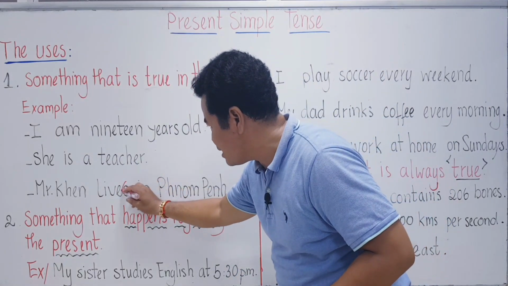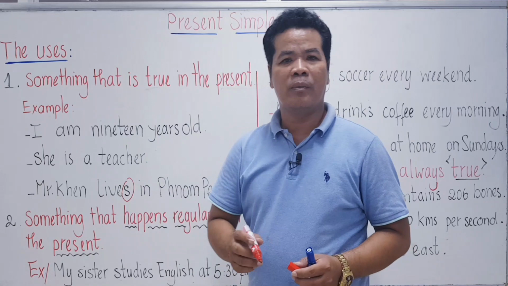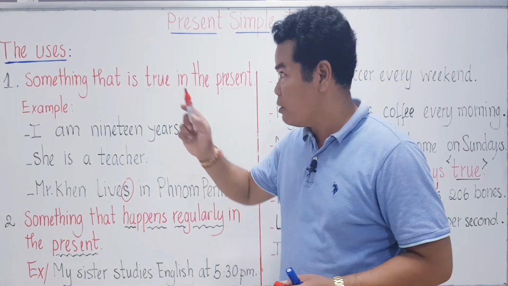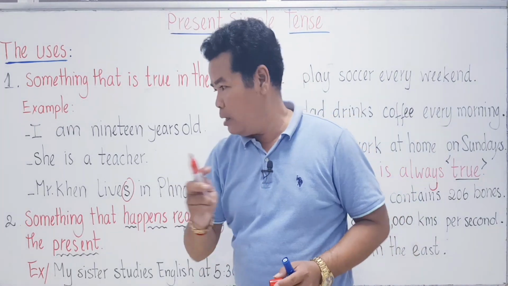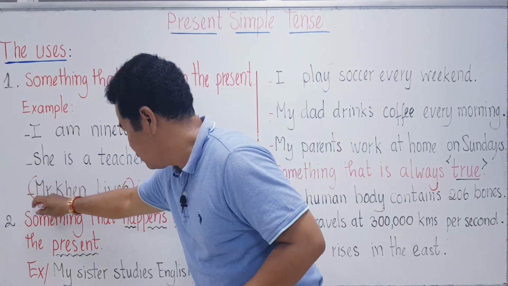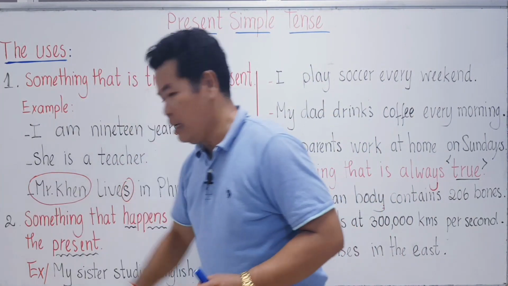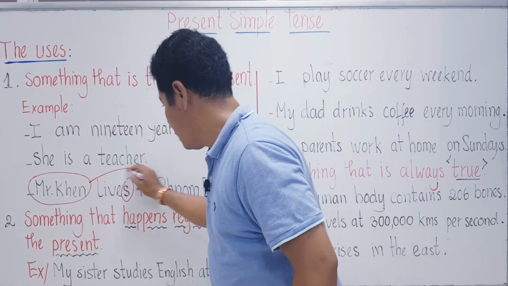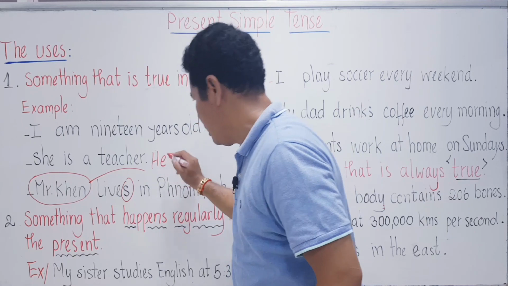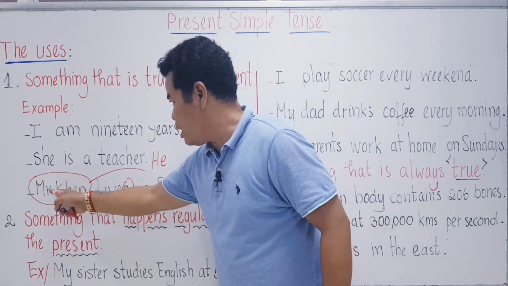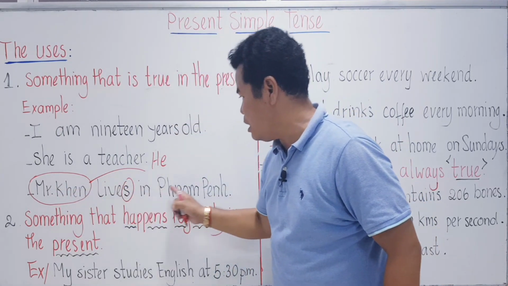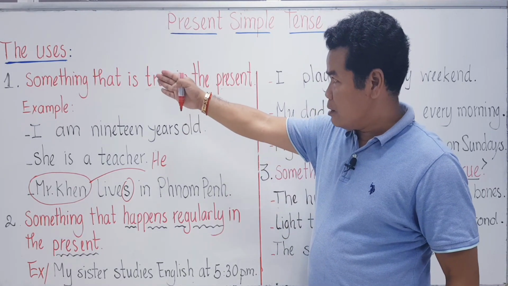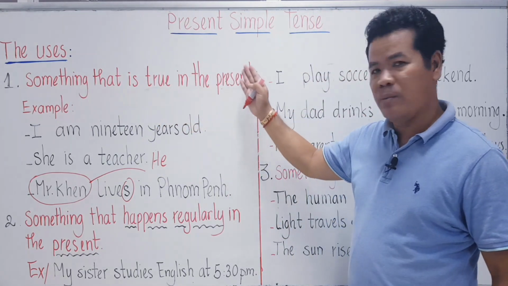Why do we use S at the end of the verb? Because I told you to remember about the third person singular. Mr. Kane is a man, is one person. So you use he as a subject. Okay? So you say Mr. Kane lives in Phnom Penh. Number 1, something that is true in the present.